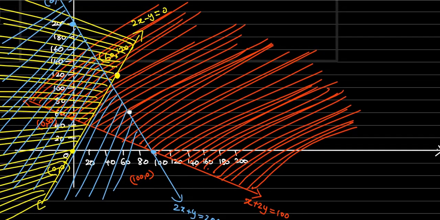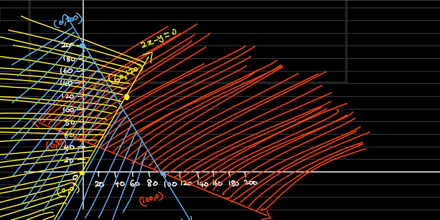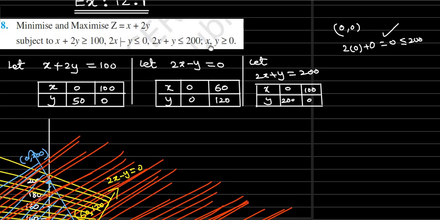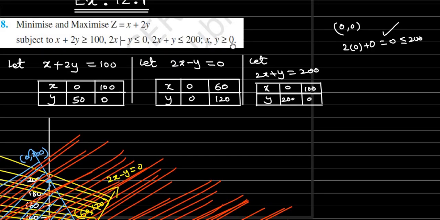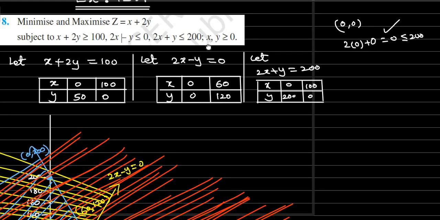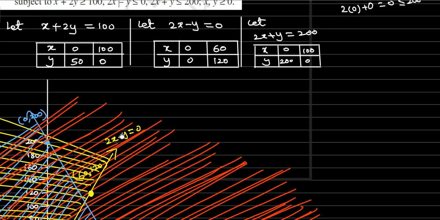Now if you notice, for the red line, if we extend it further, we will have a solution till here, I think. Yes, till here. So now the triple shaded portion you are seeing starts from here, only in the first quadrant, because the last two inequalities say x comma y greater than or equal to 0, which means only the first quadrant.